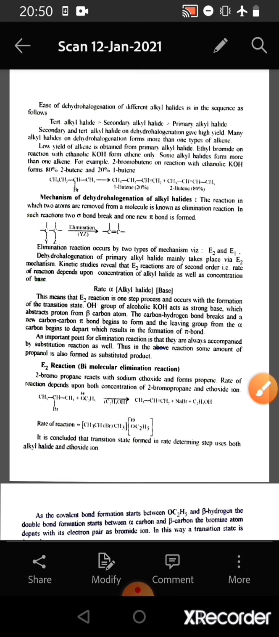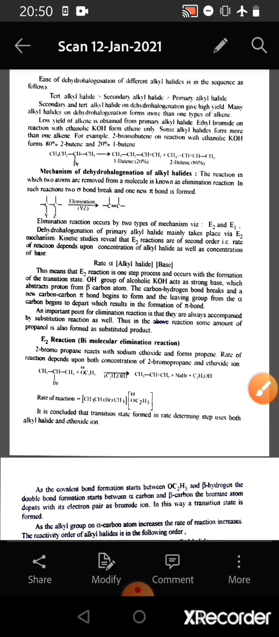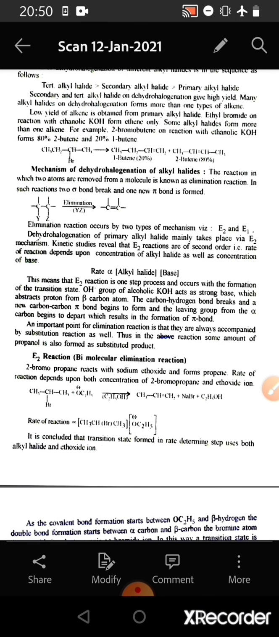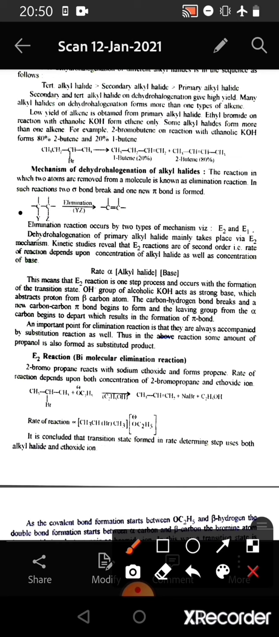Now we come to the mechanism of the dehydrohalogenation of alkyl halides. The reaction in which two atoms are removed from a molecule is known as an elimination reaction. In such reactions, two sigma bonds break and one new pi bond is formed. Elimination reaction occurs by two types of mechanism, that is E1 and E2. Dehydrohalogenation of primary alkyl halides mainly takes place via the E2 mechanism.